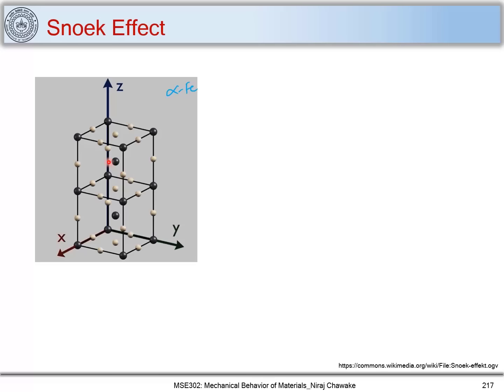Now let's say you apply a stress here along the C axis. So what will happen? We have an expansion along the C direction, and you have contraction along the X and Y directions. You have the Z direction where you have expansion, and in X and Y you have contraction. So what will be an implication of this? This direction gets contracted, these two.